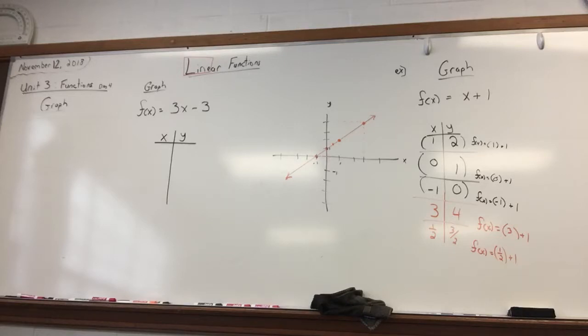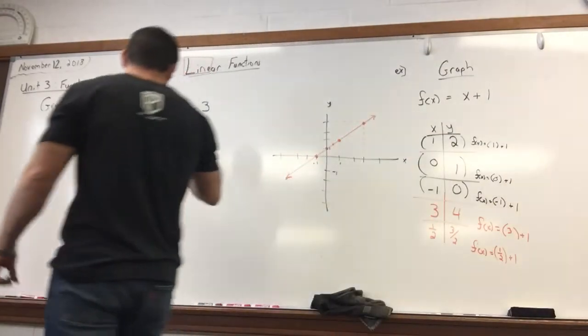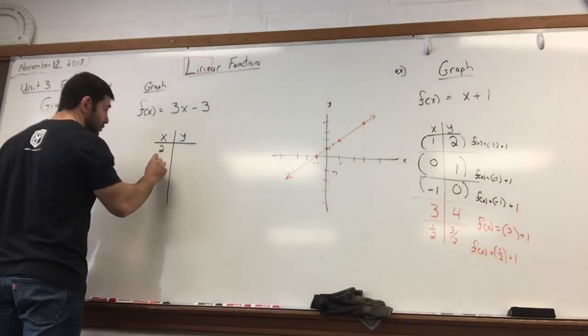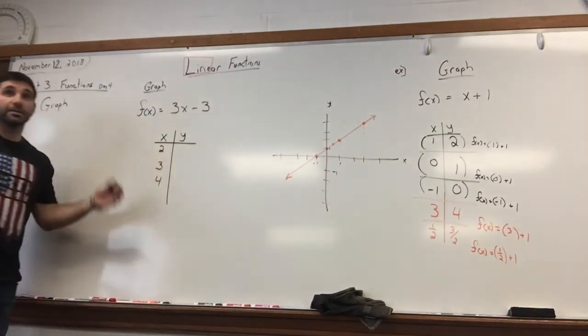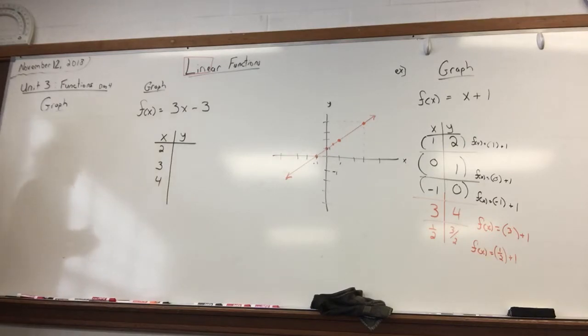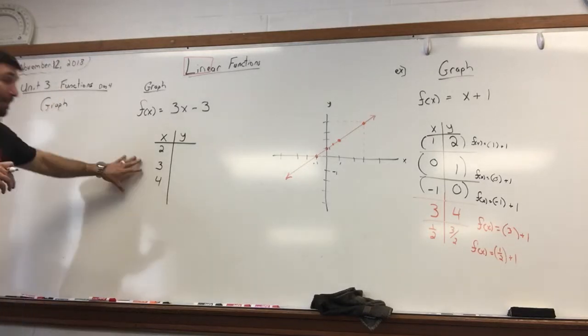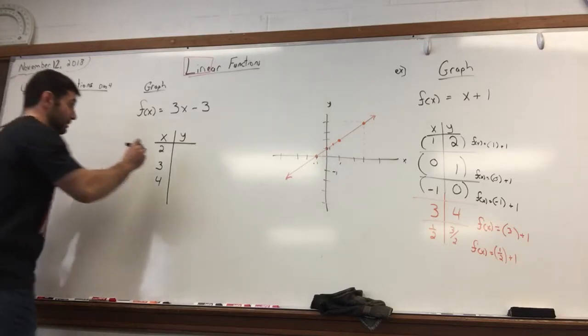Oscar, what 3 numbers did you choose for x? 2, 3, and 4. Okay? Is there anything wrong with those? Absolutely not. Are those the numbers that I would have chosen? No. I like to have a positive, 0, and negative. But that's just me. I would always use 1, 0, negative 1. But watch, it's going to work just fine.